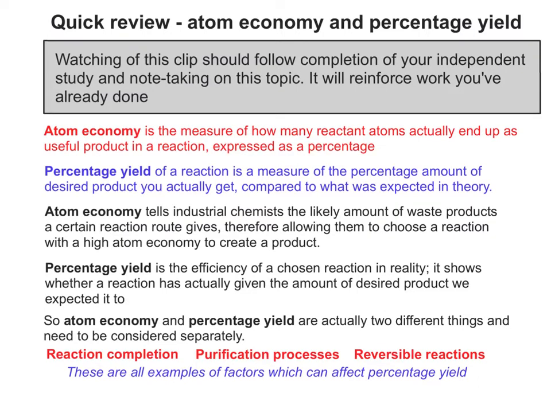So there are a number of factors which can affect percentage yield in reality. For example, did the reaction go to completion? Were there any purification processes required which might have caused loss of product? Or maybe the reaction was reversible in the first place. If it was reversible, could it have gone back the other way to a certain extent? So these all need to be taken into account when making the final decision, when choosing a certain reaction process to make your desired product.